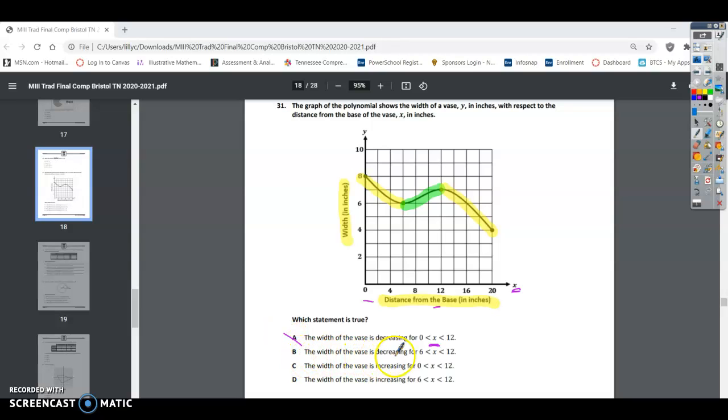The width of the vase is decreasing from 6 to 12. All right, there's 4 and 8. So from 6 to 12, it's decreasing. That's not true. That's increasing.